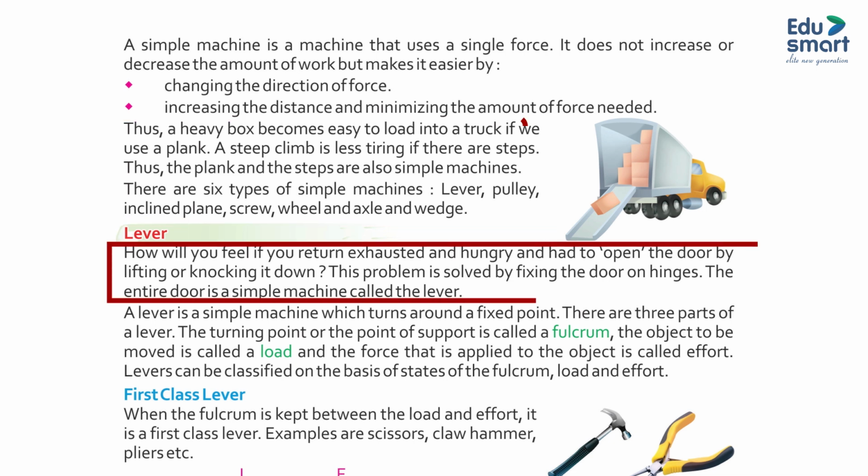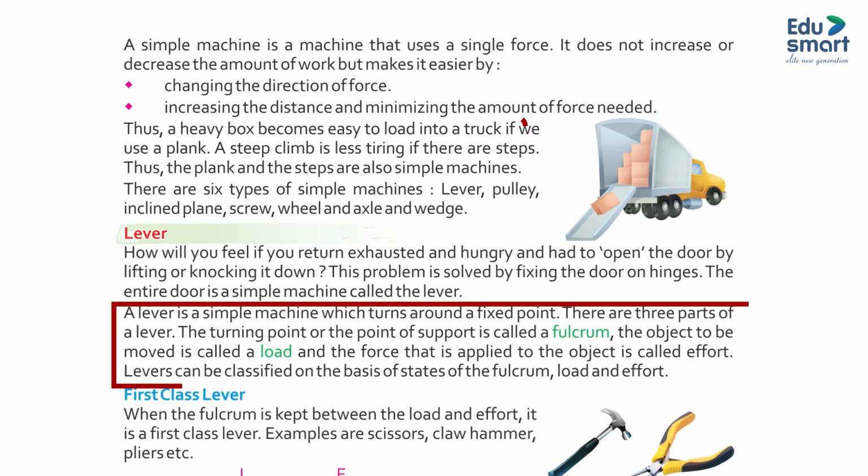Lever. How will you feel if you return exhausted and hungry and had to open the door by lifting or knocking it down? This problem is solved by fixing the door on hinges. The entire door is a simple machine called the lever. A lever is a simple machine which turns around a fixed point. There are 3 parts of a lever. The turning point or the point of support is called a fulcrum. The object to be moved is called a load and the force that is applied to the object is called effort. Levers can be classified on the basis of the positions of the fulcrum, load and effort.